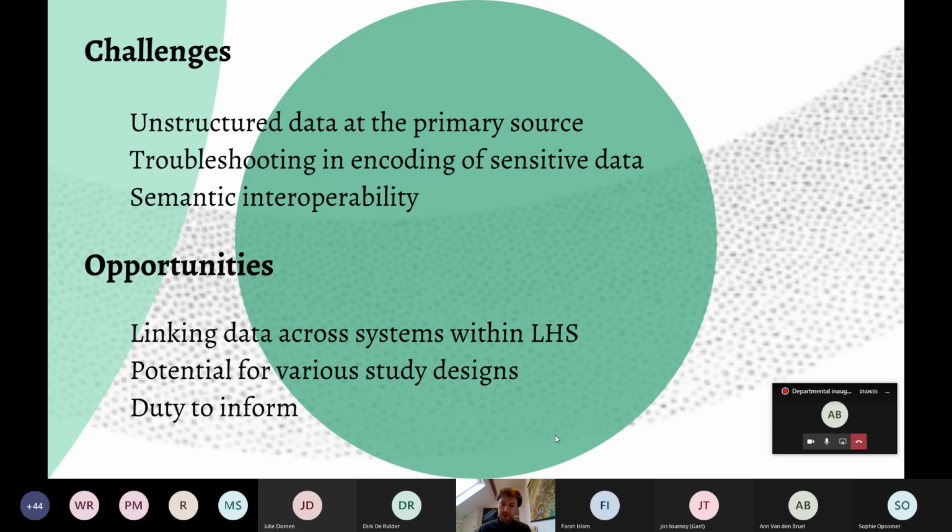However, this infrastructure does have some opportunities. It allows linking data across systems within the learning health system. In the ELMO trial, we linked the data from a laboratory information system with EHR data for identical patients without compromising their identity. And it also has some potential for study designs, and that's the next section of my lecture.